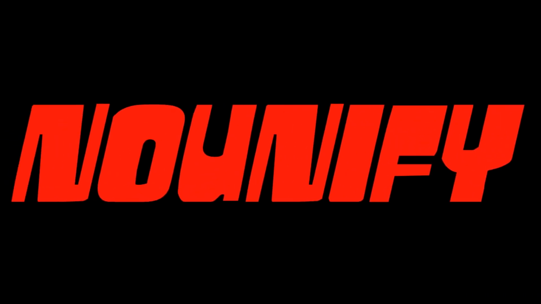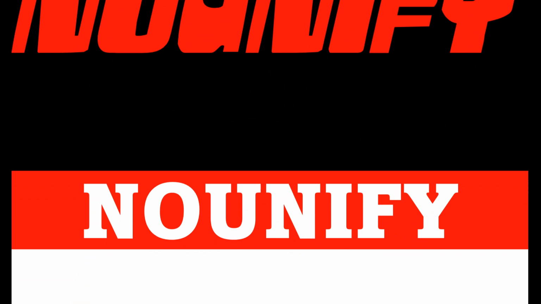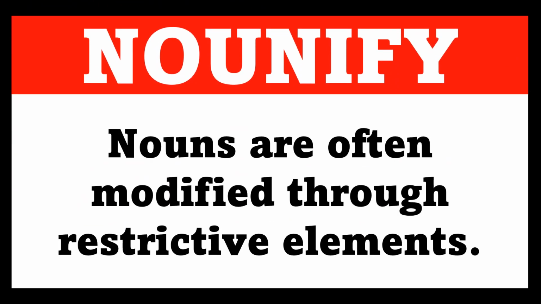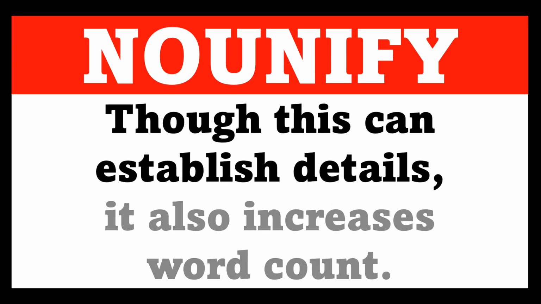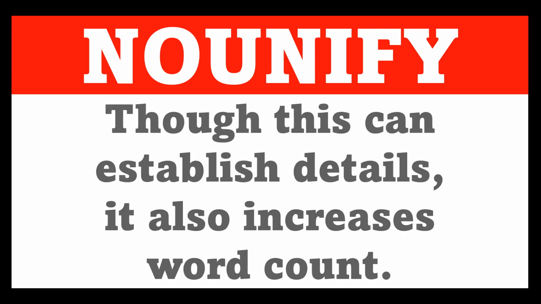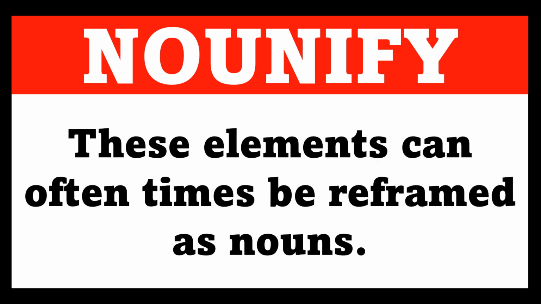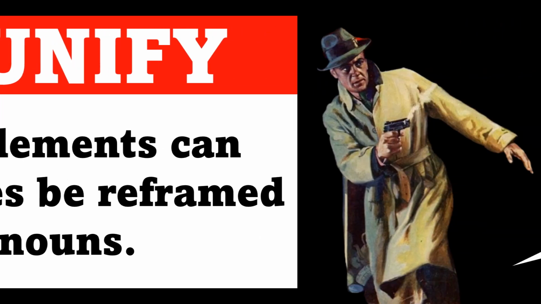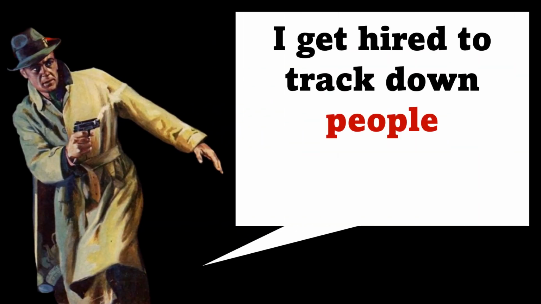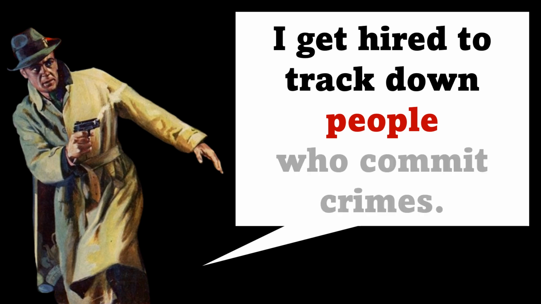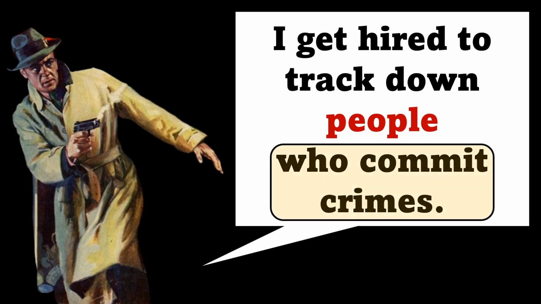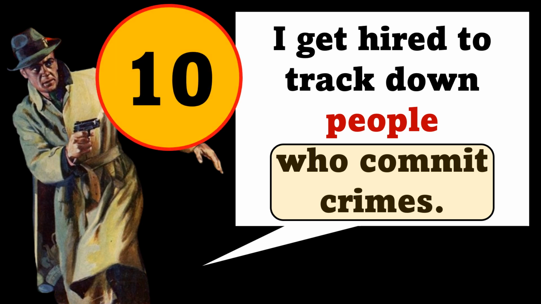Now, let's take a look at nounifying words, turning words into nouns and how that can reduce word count. Nouns are often modified through restrictive elements. Though this can establish details, it also increases word count. These elements, though, can oftentimes be reframed as nouns. Here we have an example. I get hired to track down people who commit crimes. Here we have who commit crimes. This is the restrictive element. It's not just any people, but specifically people who commit crimes. This requires 10 words to express your idea.